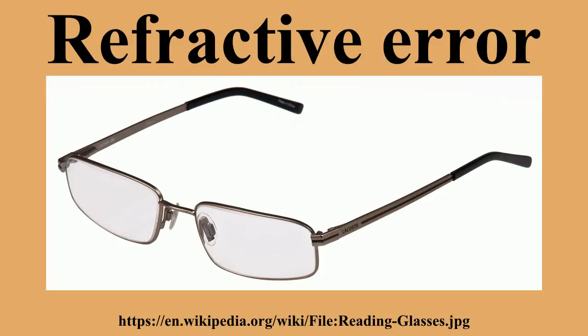Refractive error, also known as refraction error, is a problem with focusing of light on the retina due to the shape of the eye. The most common types of refractive error are nearsightedness, far-sightedness, astigmatism, and presbyopia. Nearsightedness results in far objects being blurry. Far-sightedness results in close objects being blurry.